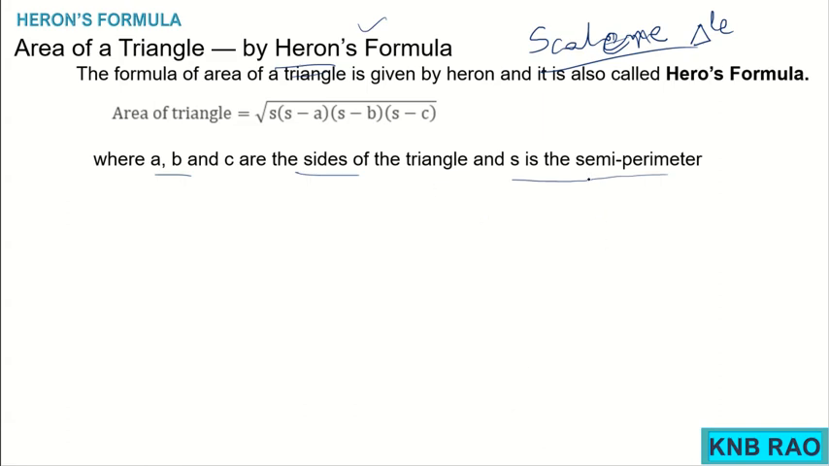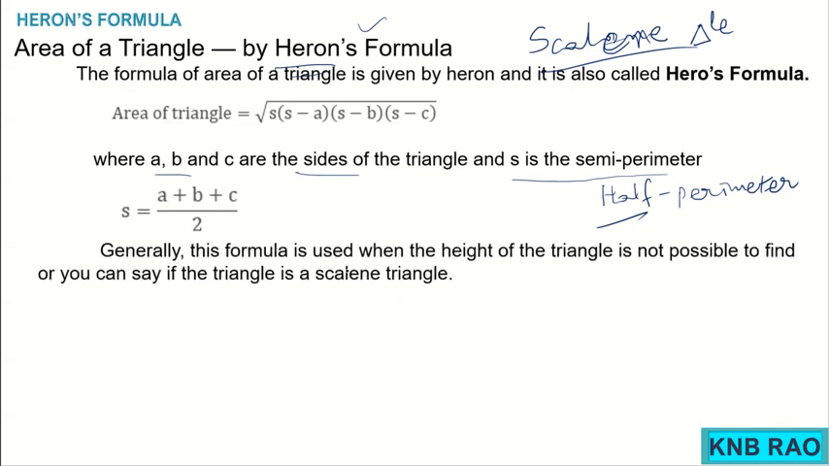Now, how to find the semi-perimeter? Semi is nothing but half, so half perimeter. How to find half perimeter? Very simple. Add all three sides, which gives you the perimeter, and half of it gives you the semi-perimeter. So, generally this formula is used when the height of the triangle is not possible to find, or you can say if the triangle is a scalene triangle.